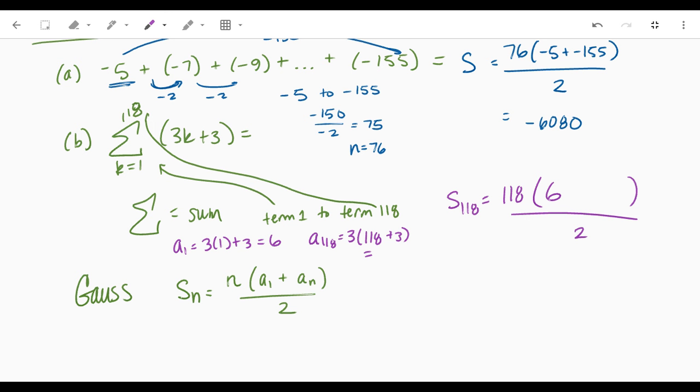oops, I'm sorry. I got my parentheses in the wrong spot there. 3 times 118 plus 3, that's 357. And again, you can use your calculator for that, and we get 21,417. I'll do 2 more for you, just so you get that trick with the first one a little bit better.